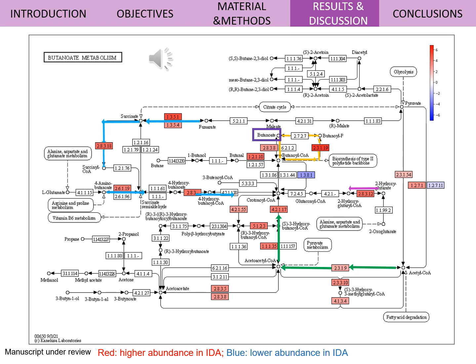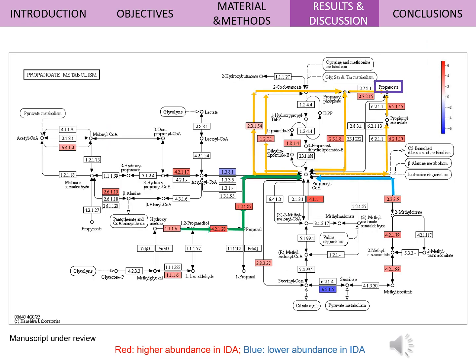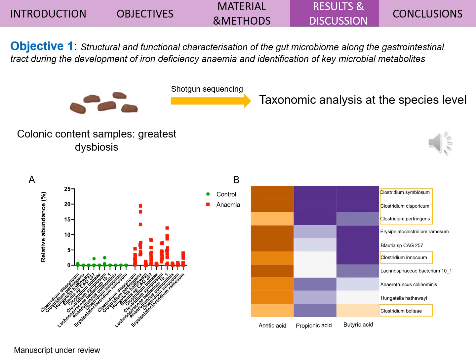Analysis of the butyrate metabolism pathway revealed an increased abundance of genes related to the synthesis of butyrate, as outlined by the blue, orange, and green lines. And lastly, analysis of the propionate metabolism pathway also revealed an increased abundance of genes related to the synthesis of propionate, outlined by the green, orange, and blue lines.